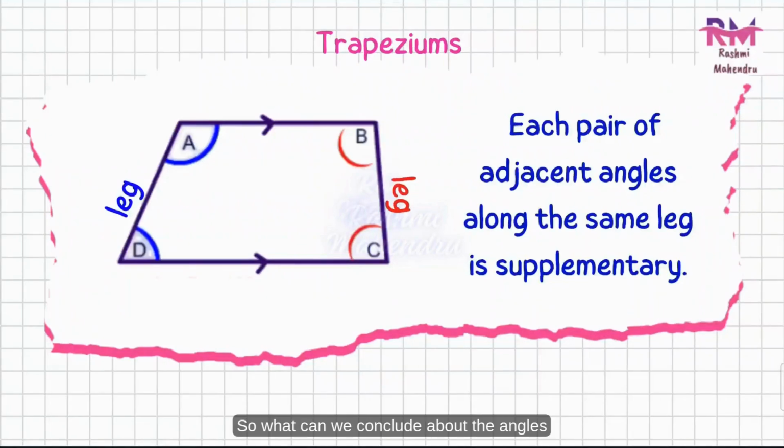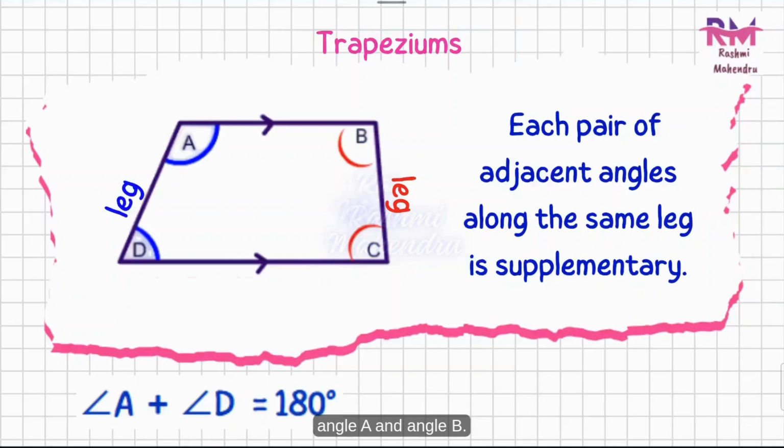So what can we conclude about the angles of a trapezium? Each pair of adjacent angles along the same leg, not the base but the leg, is supplementary. So you can identify the legs. The first leg we can identify is AD. So the angles that are going to be supplementary, or the angles that are going to add up to 180 degrees, will be angle A and angle D. Similarly, can you identify the other leg?